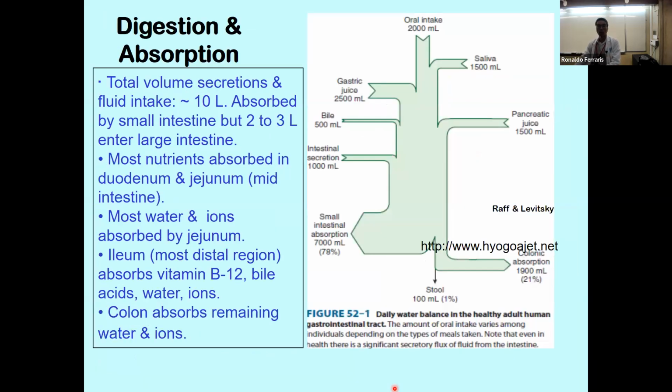Okay, so we're transitioning into digestion and absorption, and you've seen this before. So we have 1 to 2 liters of saliva, all of these secretions. We have 9 to 10 liters into the small intestine, and then the small intestine absorbs about 80% of that, the large intestine about 20% of that, so that very little under normal conditions goes into the stool.